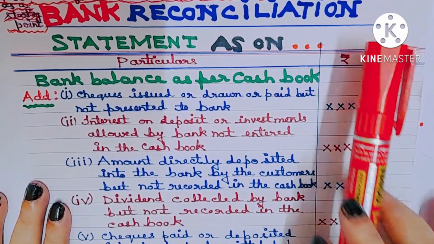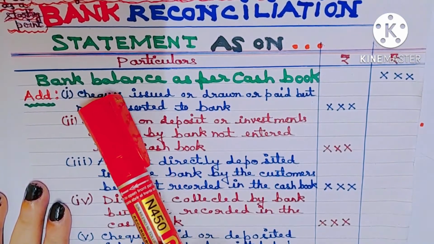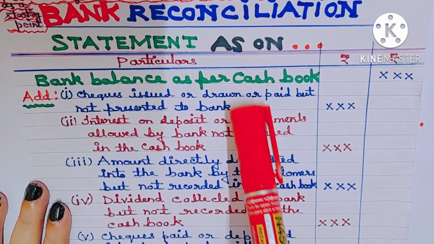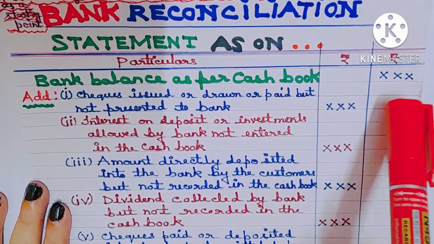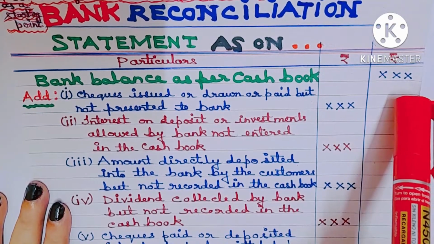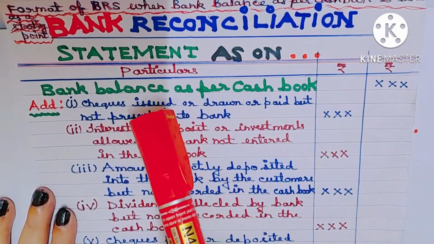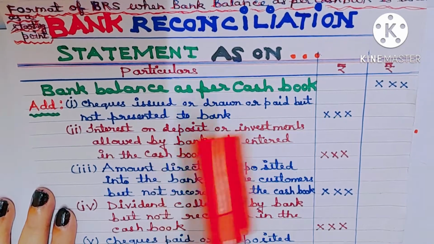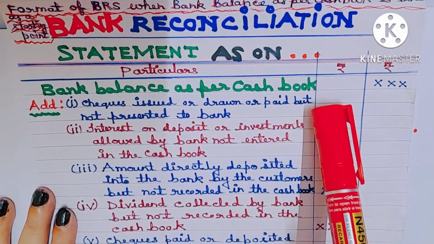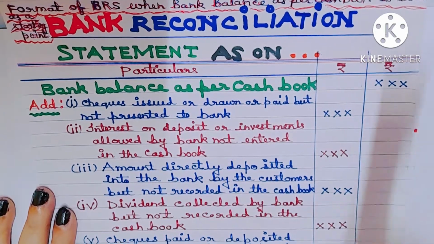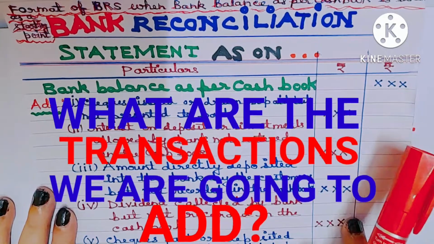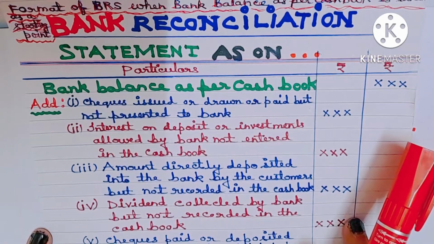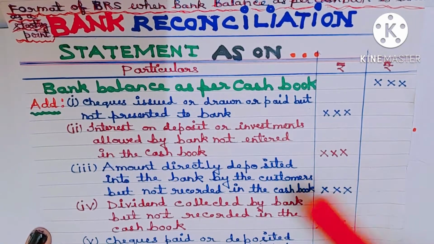Understood? Now, first you write bank balance as per cash book below particulars, and the amount will be in the outer column or second column, since bank balance as per cash book is taken as a starting point. Now let's see what transactions we are going to add. I have written almost all the transactions, especially for you.